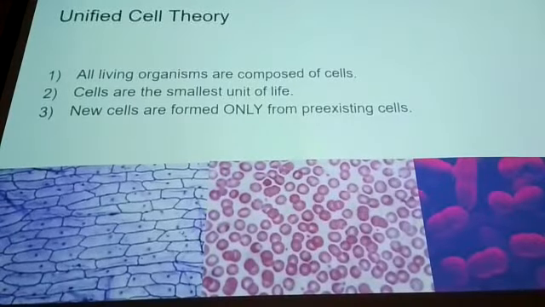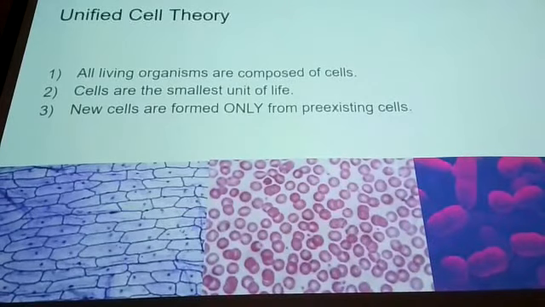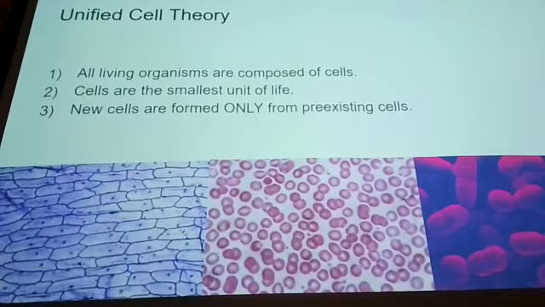Okay, so here's our unified cell theory. There's three parts. Part one goes like, in order to be a living thing, you've got to be made of cells, at least one cell. If you don't have a cell, then you're not alive. Haha, viruses, you're not alive because they don't have true cells.